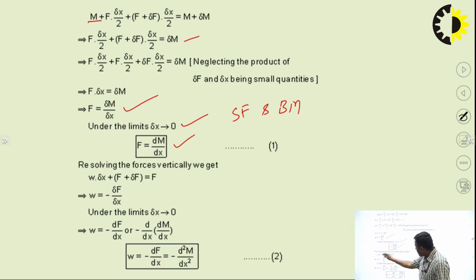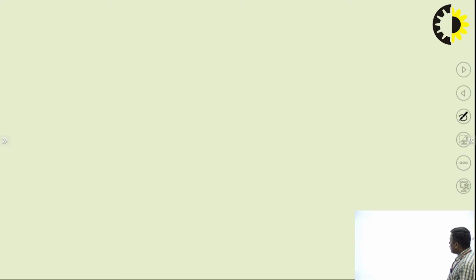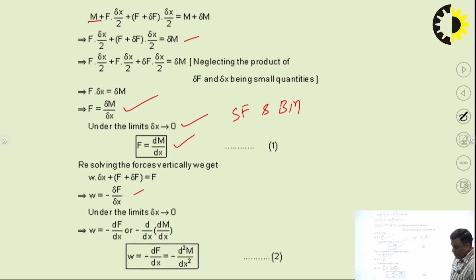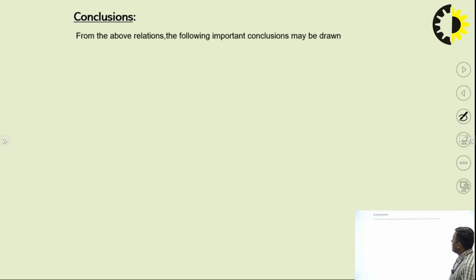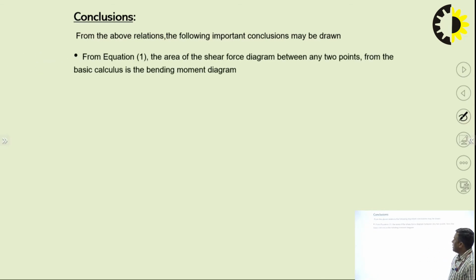Similarly, by taking the forces vertically in equilibrium, we can find another relation: W equals minus delta F over delta x. So the relation, I hope it is clear. Now on the basis of these relations, we can conclude many things. From the above relations, these are the important conclusions which can be drawn.